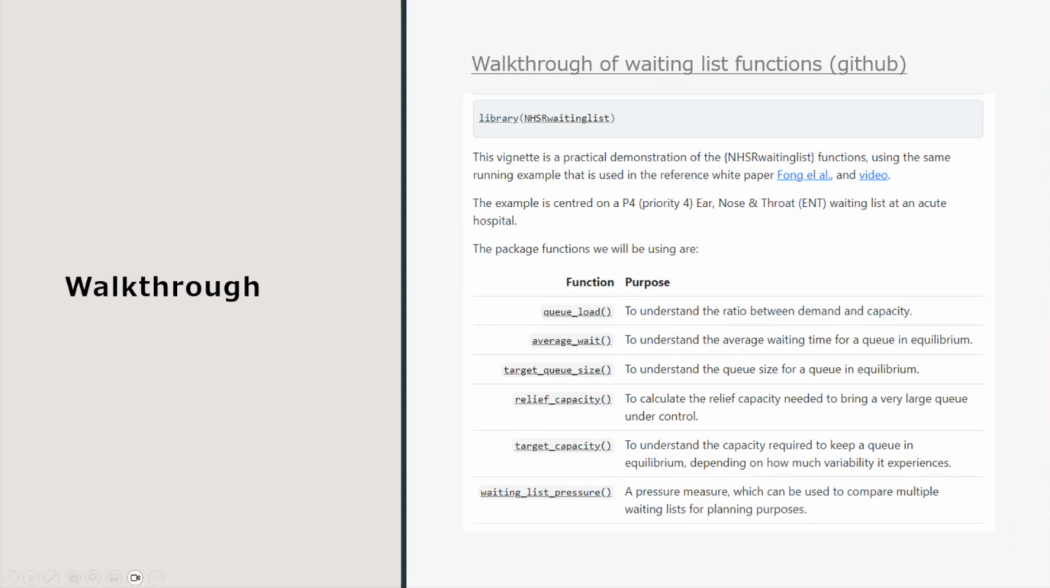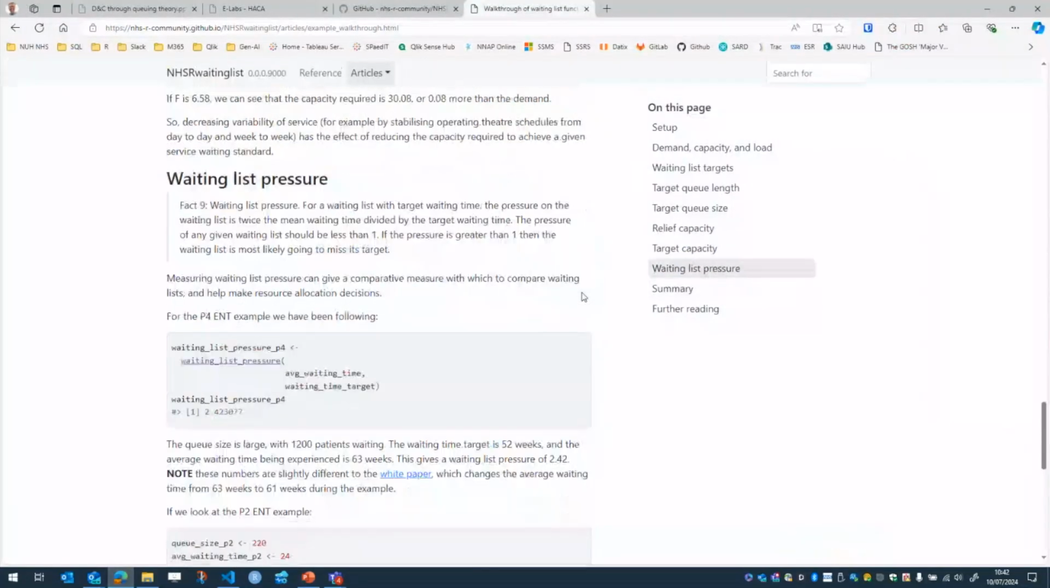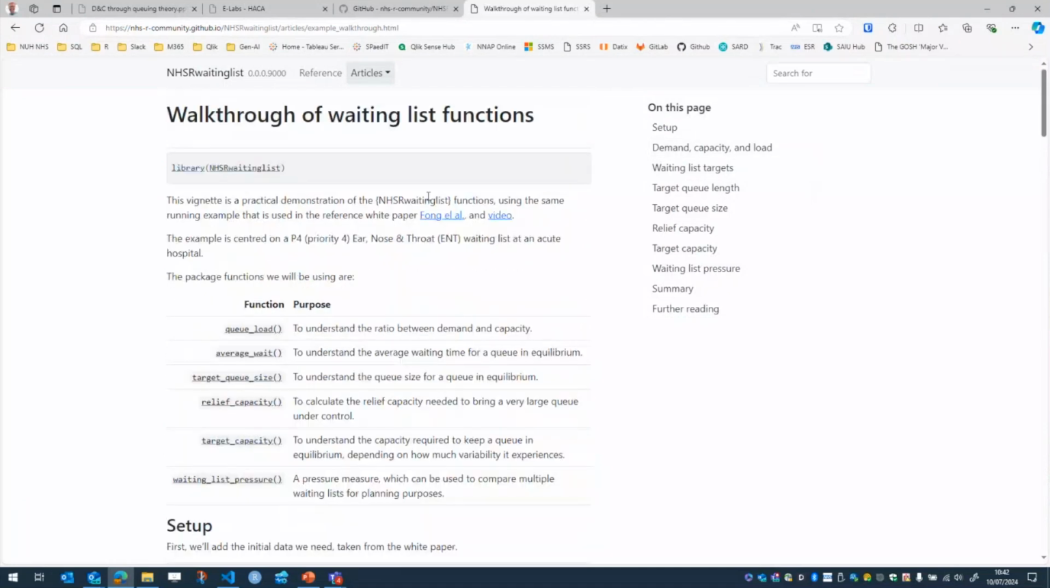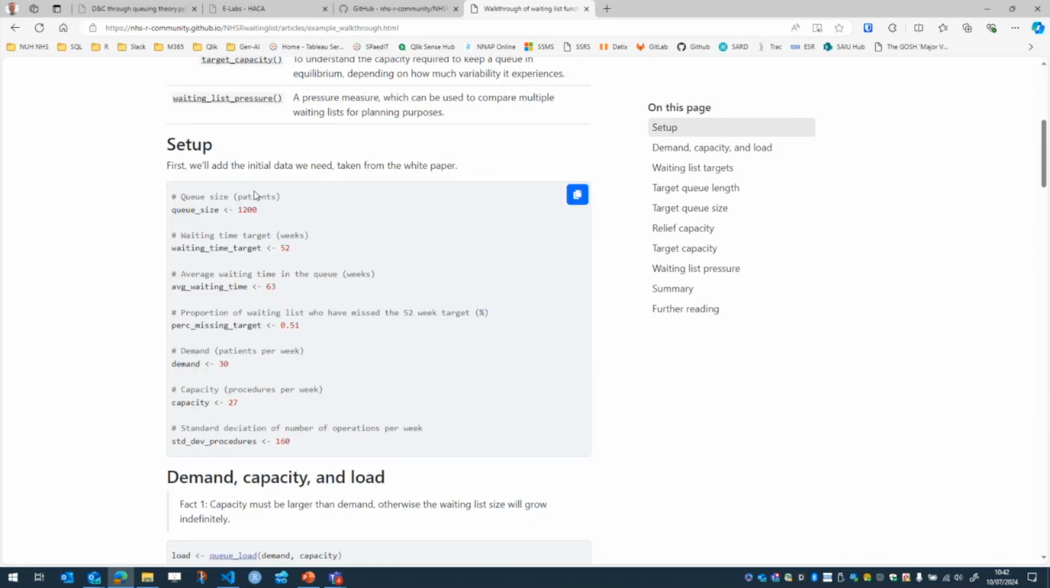So this bit is just a little walkthrough of where the package sits at the moment. The package has got a website, which we'll share in a moment, but one of the parts of the website is this example walkthrough. So Neil's presented the white paper already, and this portion of the website is basically a walkthrough of that white paper using the package functions. So hopefully, having seen the first half of this presentation, you'll recognize some of this. The numbers should be identical.